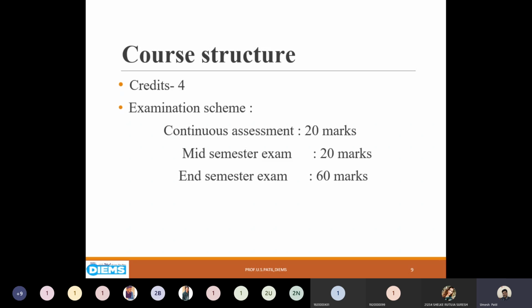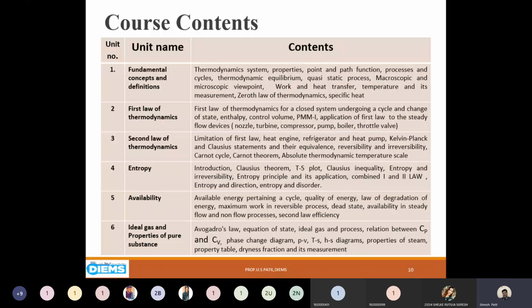Now let's proceed towards the course content. What will be the content of the course? This course is a 40 hour course, divided into 6 units. The first unit that we are going to start is the fundamental concepts and definitions. This unit contains all the fundamentals needed to understand thermodynamics and then to apply these concepts to various applications for doing thermal analysis of various thermal devices. So this is very, very important.